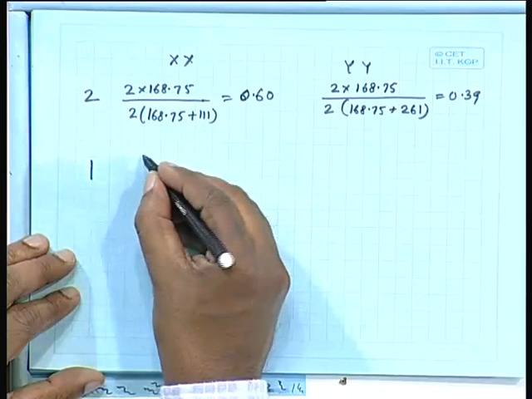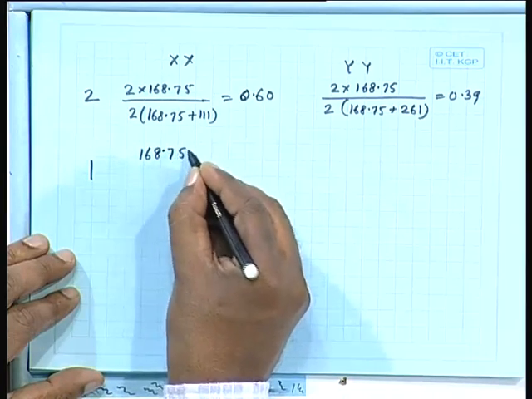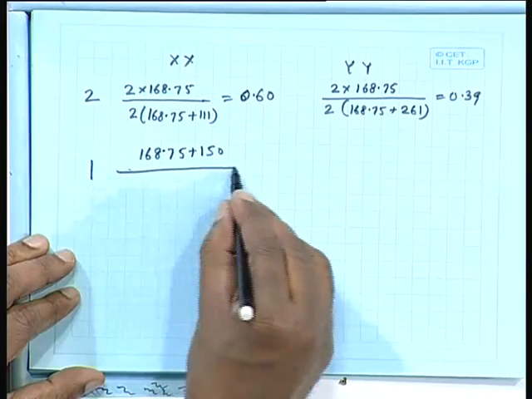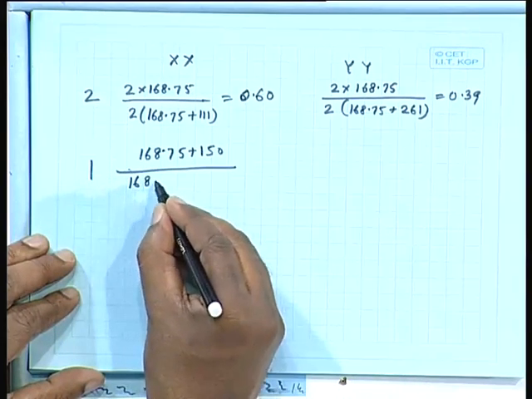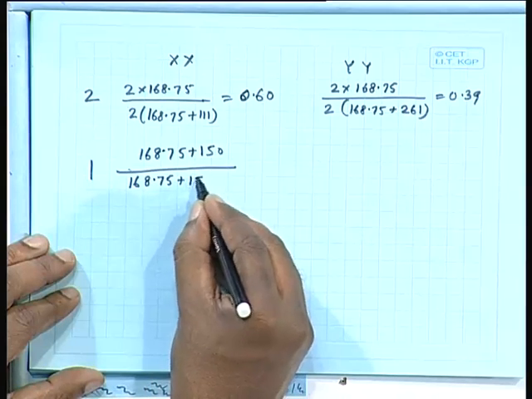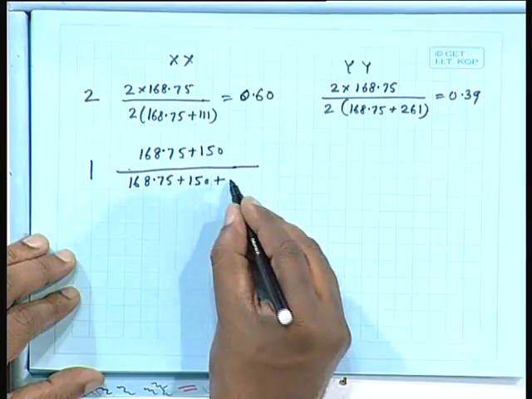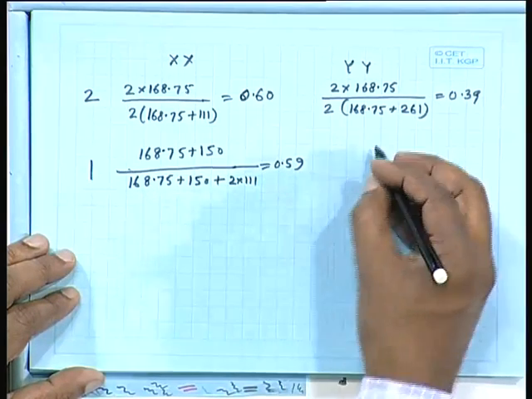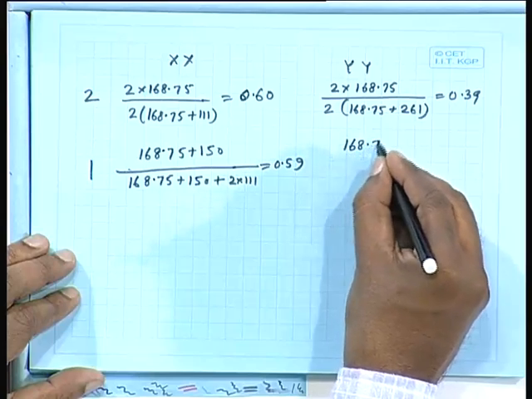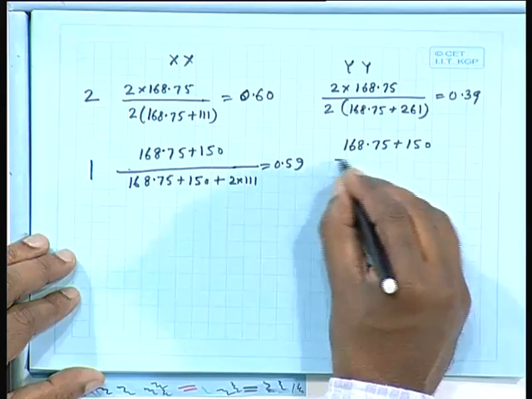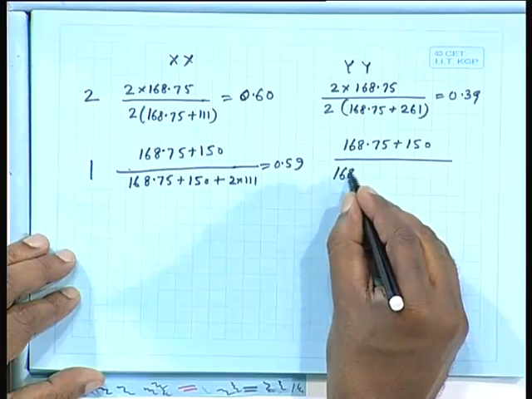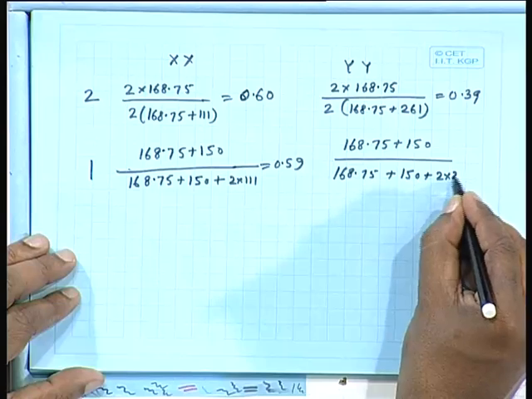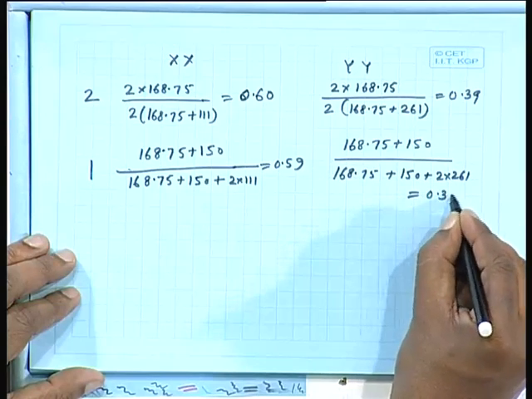Now, 1, that will be 168.75 plus 150, because from the ground floor to first floor, that column height is different. That is why you are getting a different one. So, 168.75 plus 150, top and bottom different, plus 2 into 111, which comes as a very small change, but anyway 0.59. The other one, 168.75 plus 150 along y, you are talking about. So, 168.75 plus 150 plus 2 into 261, which comes as 0.38.